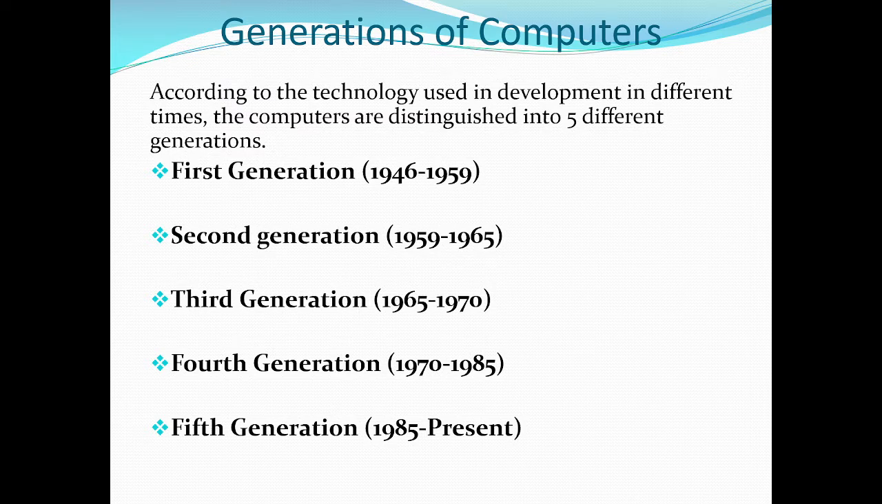Like first generation, the people used first generation computers in the year 1946 to 1959, and second generation computers were used in the year 1959 to 1965. Third generation is from 1965 to 1970. Fourth generation 1970 to 1985. And the fifth generation was from 1985 to present.